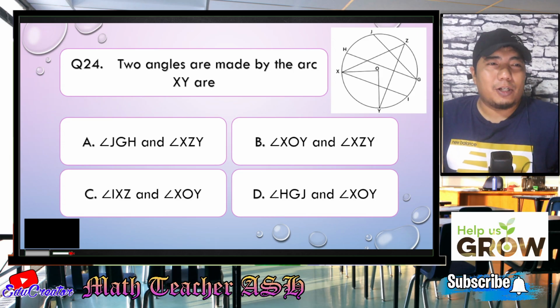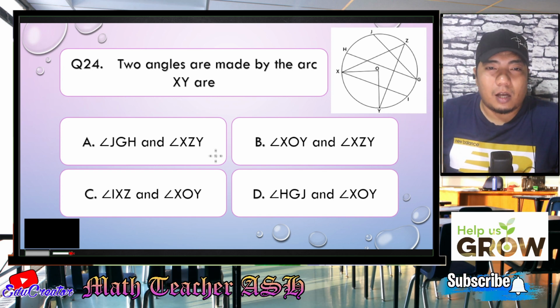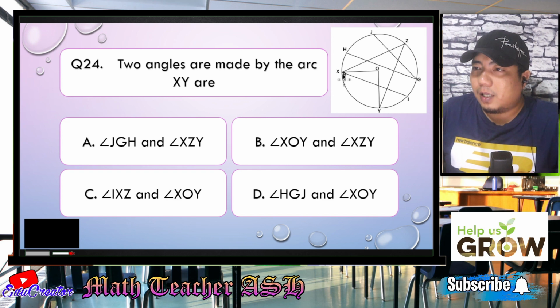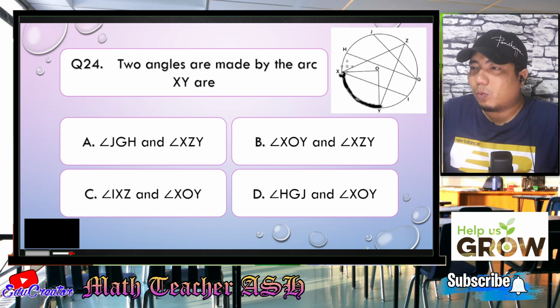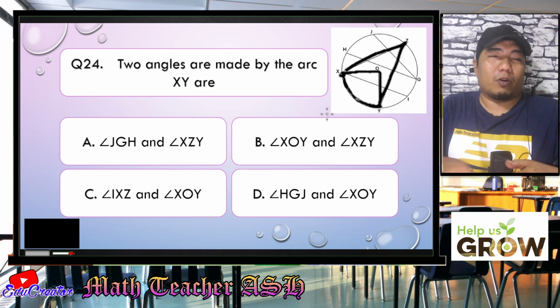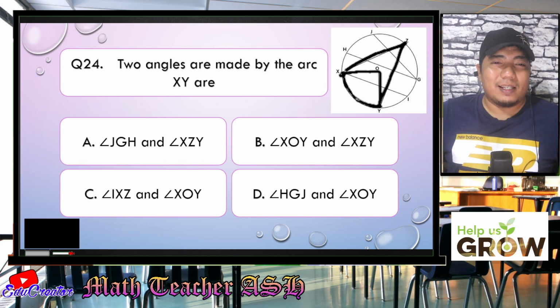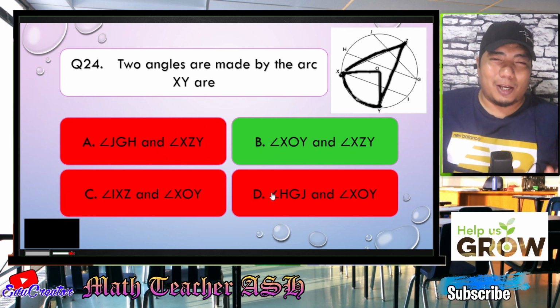All right, math learners. Now, let us check here. What is this arc? Okay, so the arc that we are talking about is this one. The XY. So, what angles are being made by this one? So, this is the one. Okay, this one and this one. All right, so that would be XZY and XOY. Okay, so we already got the correct answer, my dear math learners. Easy, right? Very easy, my dear math learners. So I hope you got that one.